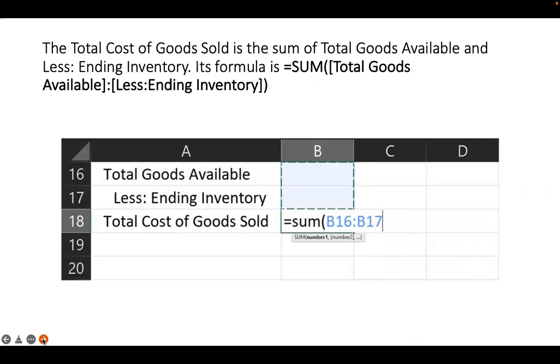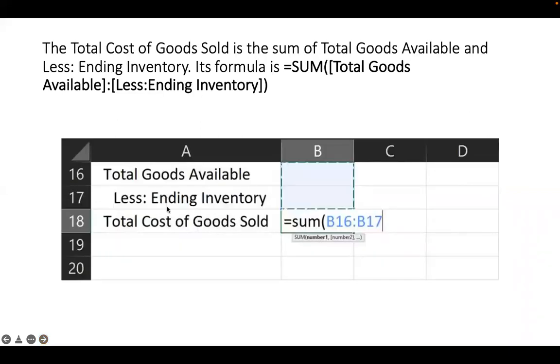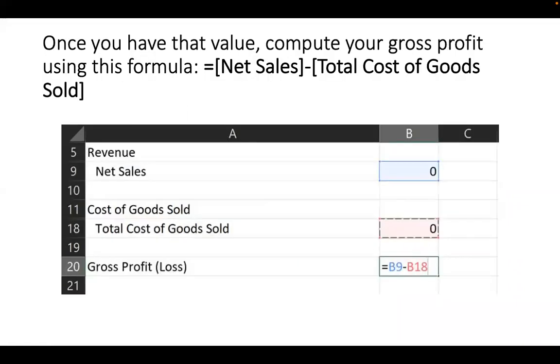After getting total goods available, what we have to do is subtract our ending inventory, which is typically known as closing stock. If we do that, we will get total cost of goods sold. So by combining these two categories, we will get this. Once we have that value, compute your gross profit using this formula.